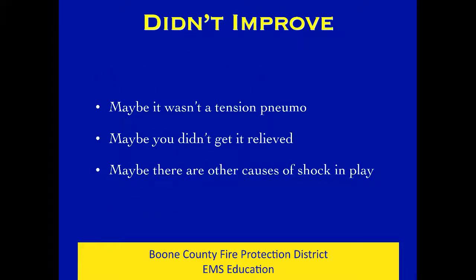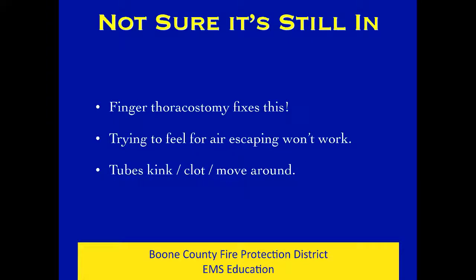Again, I said maybe the guy doesn't get better. Well, what could that be? Maybe it wasn't really a tension. Maybe it was a massive pulmonary contusion or a large pneumothorax. Who knows? Or maybe you didn't actually get in through the chest wall. There's a lot of judgment involved here. And this is where we really like that finger thoracostomy as an option, because you absolutely know if you're in. That is positive confirmation of placement when you can stick your finger in the hole and feel parietal pleura and feel that you're in the chest cavity.